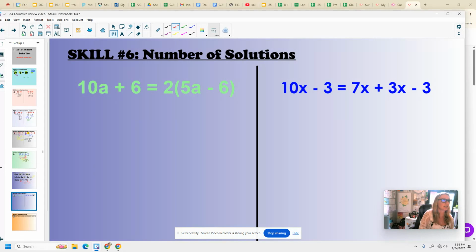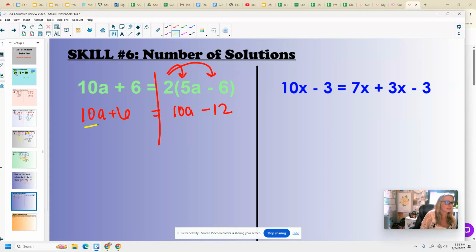So let's practice looking at that. If I'm looking at these, I see that I'm going to have to use the distributive property here. So I've got 10a plus 6 equals 10a minus 12. Uh-oh, same variable, but different constants. That is no solutions.